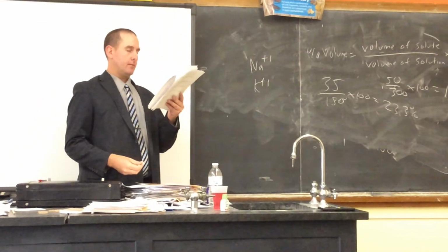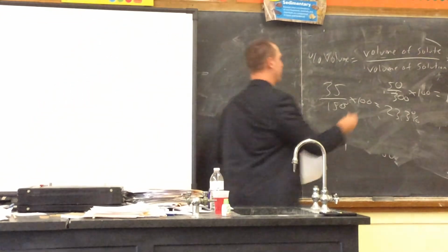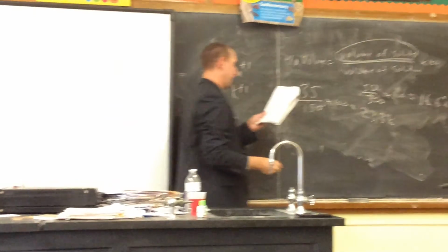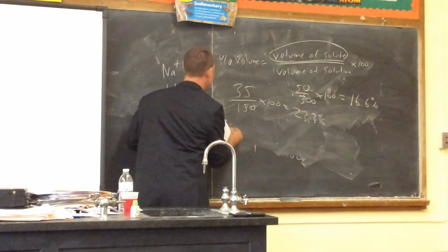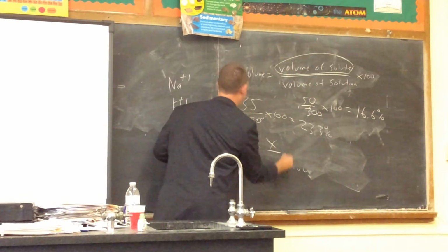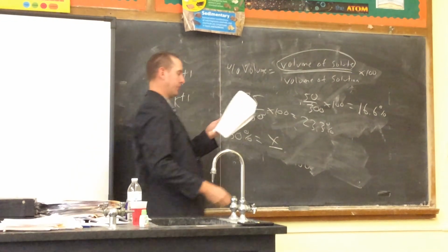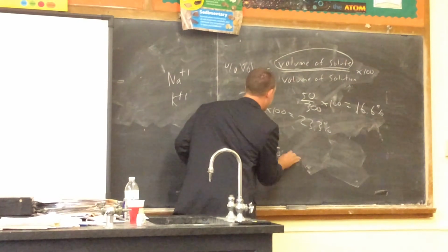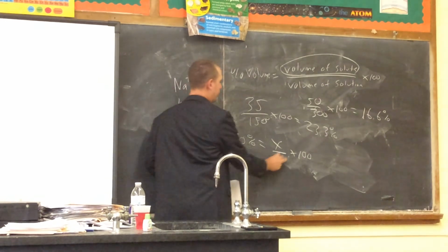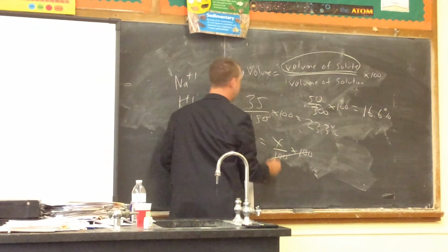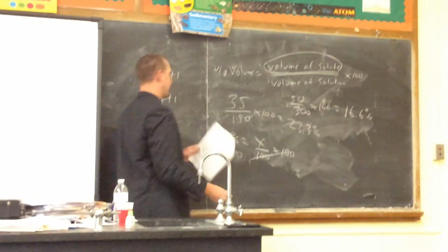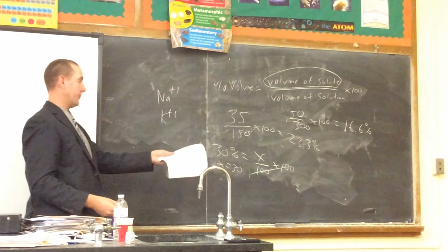All right, number 3, you're solving again for volume of solute. So for number 3, they give you the percent, 30% equals X over, they give you 100 milliliters of solution, times 100. And look at that, 100 and 100 cancel out, so the answer is just going to be 30. X equals 30 milliliters. Okay. You could have done it the long way, divide by 100 both sides, multiply by 100, you're still going to get 30.